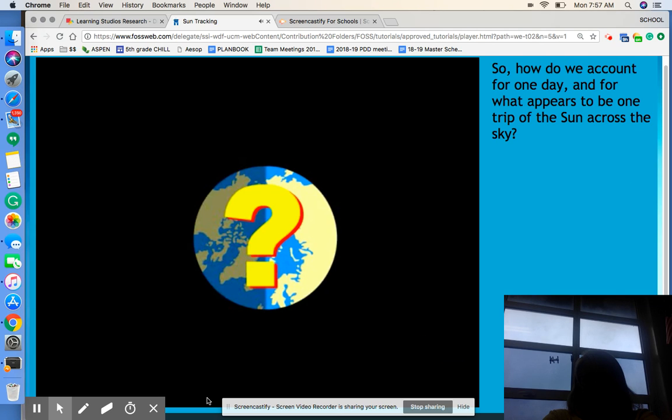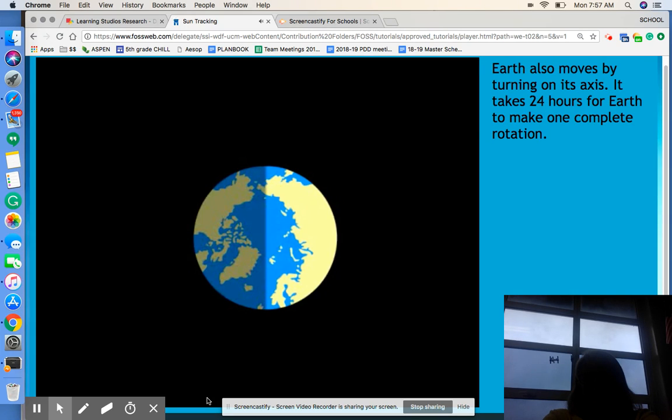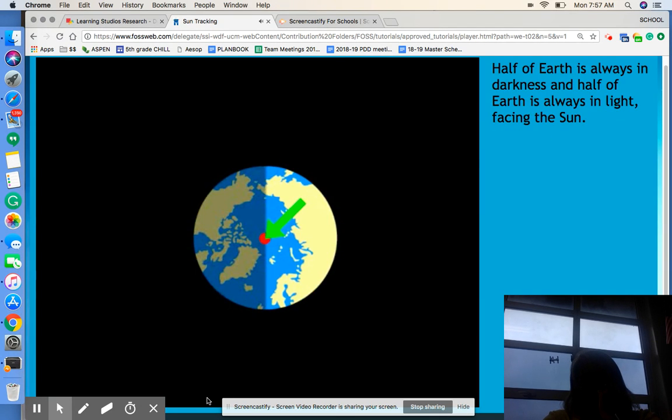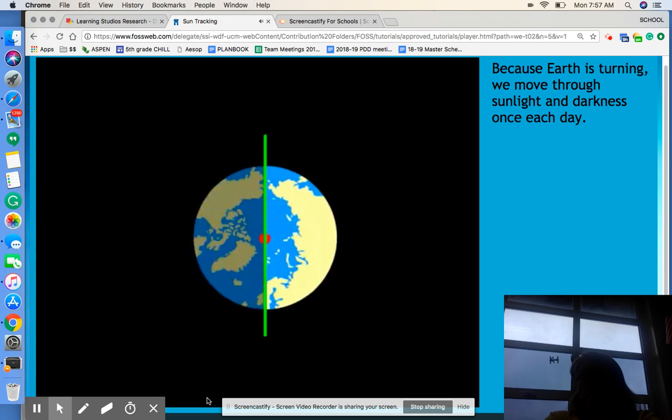So, how do we account for one day and for what appears to be one trip of the sun across the sky? Earth also moves by turning on its axis. It takes 24 hours for Earth to make one complete rotation. Half of Earth is always in darkness, and half of Earth is always in light, facing the sun. Because Earth is turning, we move through sunlight and darkness once each day.